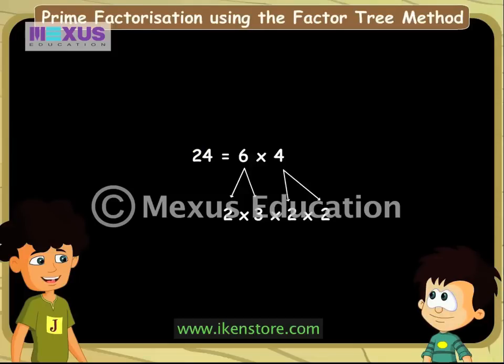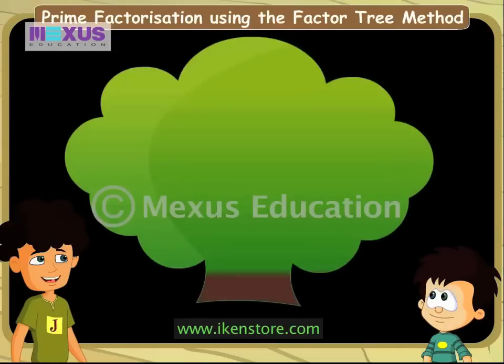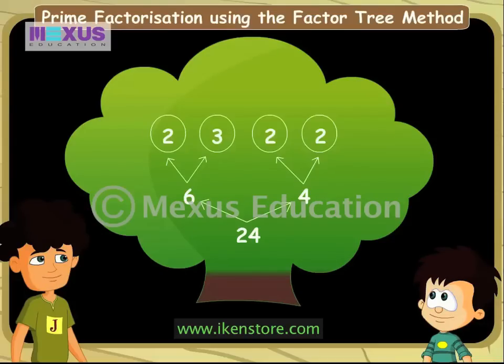This is called the factor tree method of prime factorization. Why factor tree? Because we take the number to be factorized and keep branching out into smaller factors till we get a set of prime numbers. Factor tree. It makes sense now.